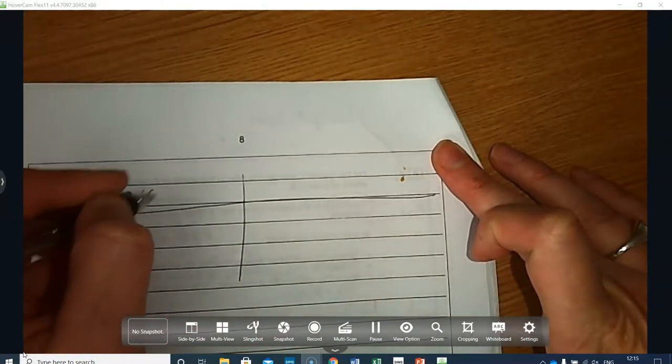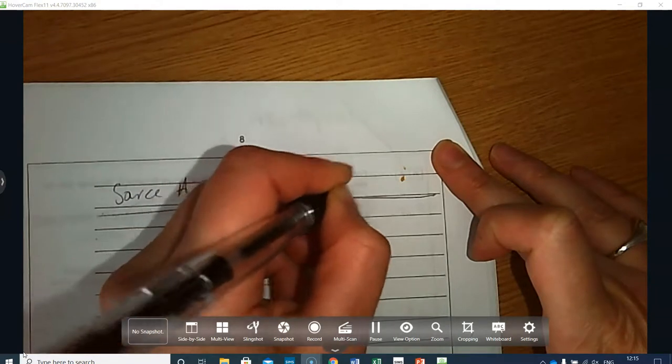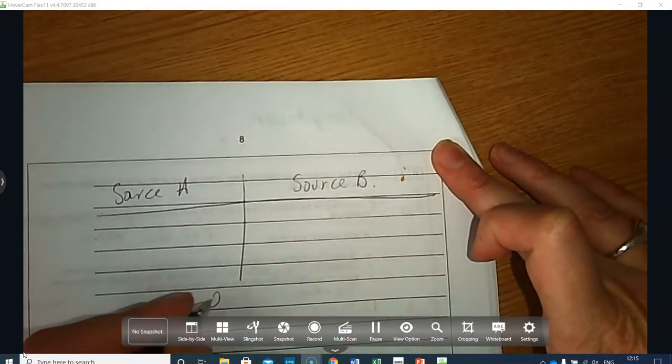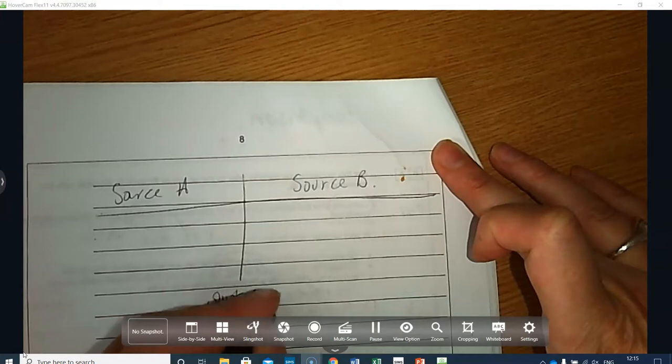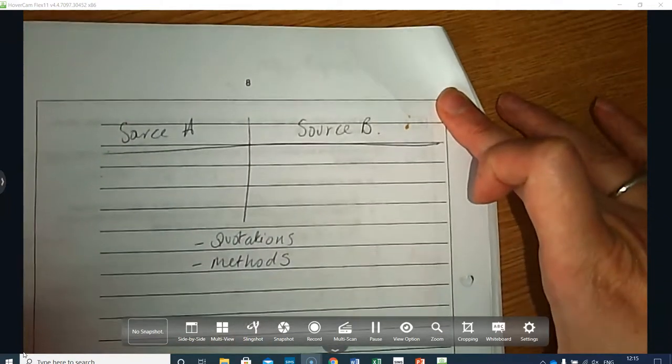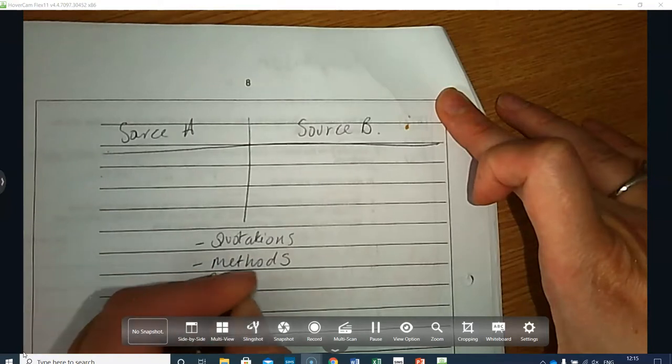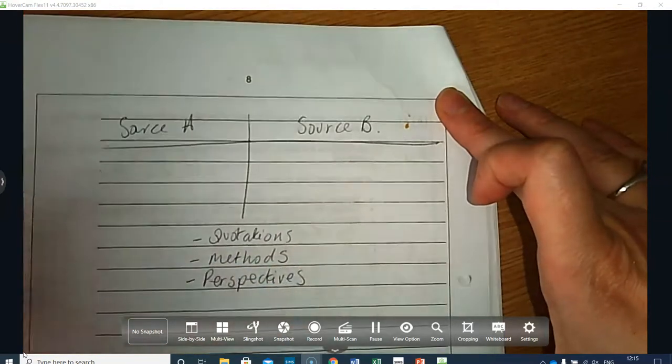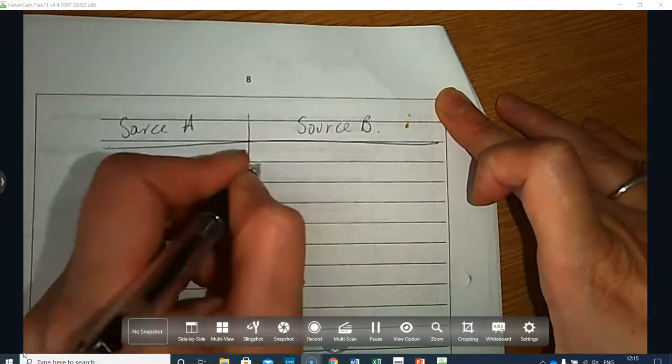And so if you wanted to start off by doing a quick table of the similarities or differences, you might have time to just quickly write source A, source B, and you might note down, for example, quotations that you would use. You might want to note down the methods they've got to pick out any similarities or differences, and you might even want to pick out their perspectives. What do they think? So you could spend 5 minutes doing just a really quick similarities and differences to help you decide what it is that you're going to say, and then start writing your answers.